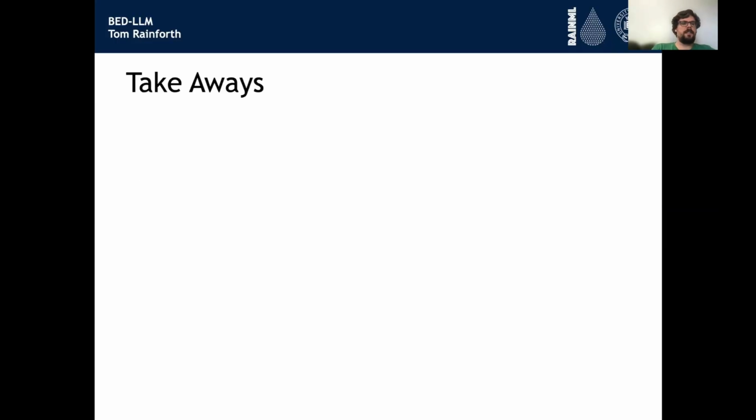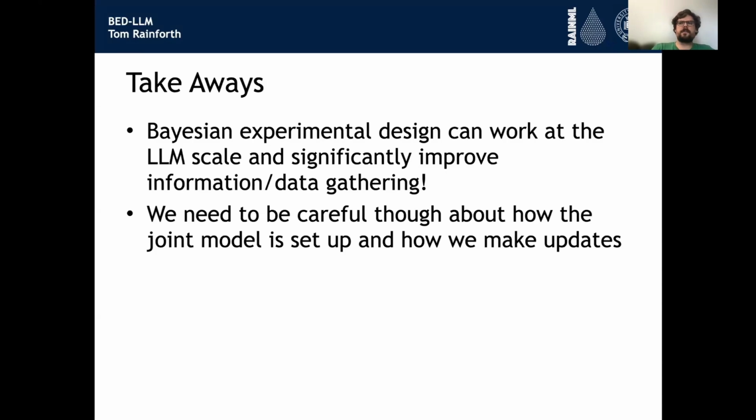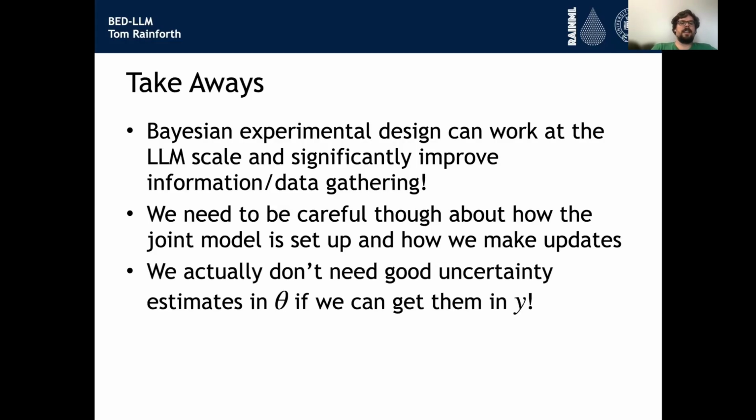Okay, so to wrap things up, the key takeaways have been basically that Bayesian experimental design really can work at this huge LLM scale. So we can take this foundational statistical decision theory and apply it all the way up to the large language model scale, and it can really give us big improvements in how we can gather information and how we can ask questions. However, we do need to be very careful as we scale it up about exactly what joint models we're going to use to set things up, as well as things like the estimators. But if we're careful and we design these in principled ways, we can get very effective approaches.